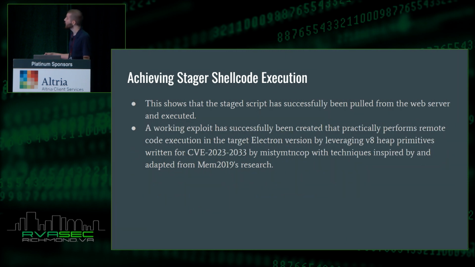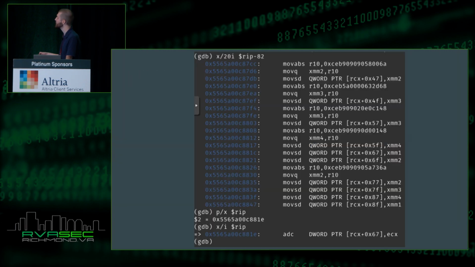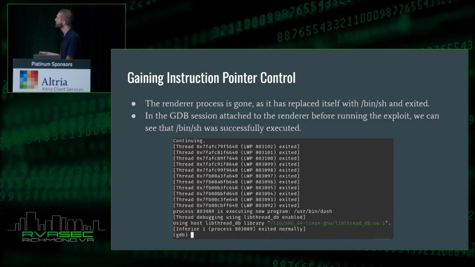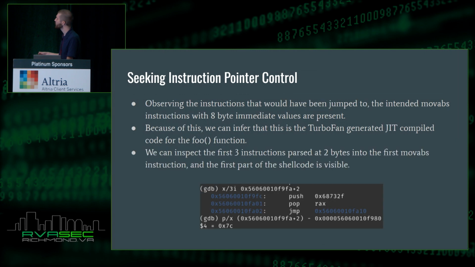So we can see now that the stage script has been pulled successfully and that the exploit mostly works, heavily relying on the V8 heap primitives implemented by Misty Mountain Cop and using techniques inspired and adapted from MEM 2019's research.